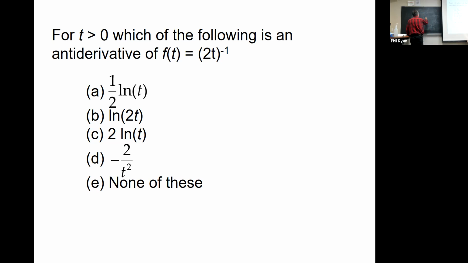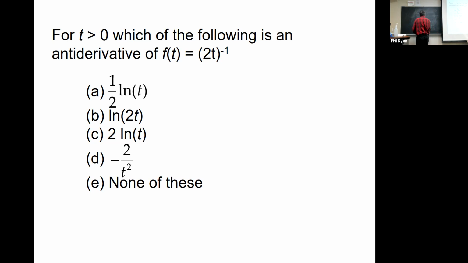Ln of 2t. Well, this is going to equal ln of 2 plus ln of t by the log laws. And so when we take the derivative of this, this is going to be 0 plus 1 over t. So this doesn't work.